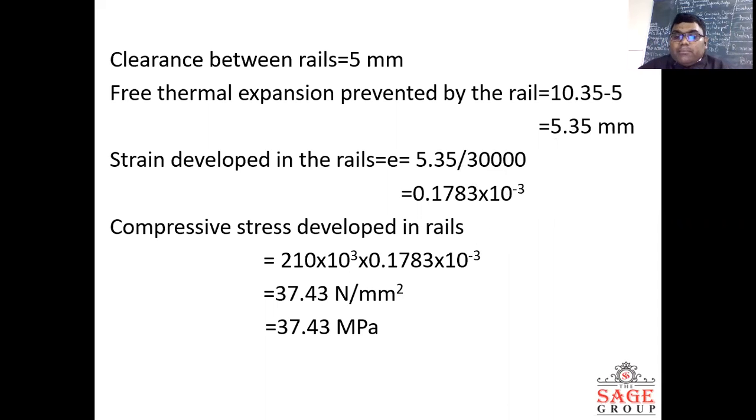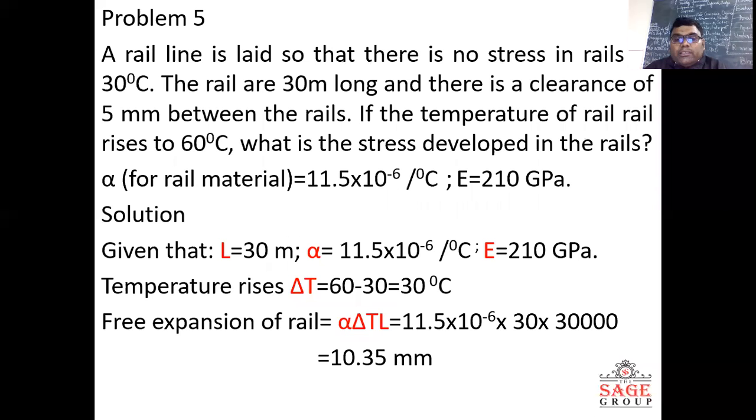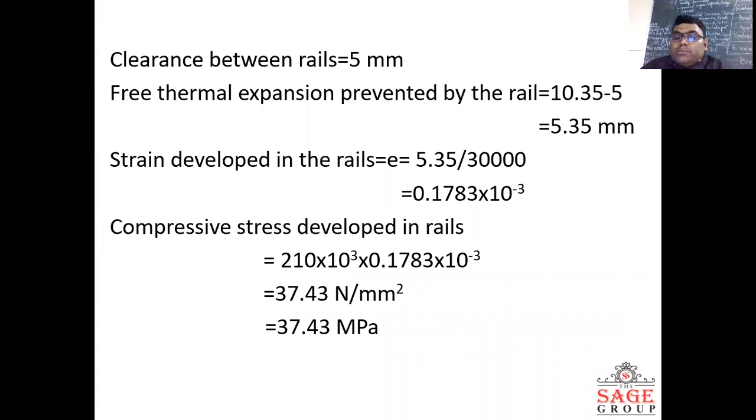And the compressive stress developed in the rail, you just multiply this parameter by E, which is given as 210 gigapascal. Gigapascal is 10 to the power 9. So why have I written 10 to the power 3? Because 10 to the power 9 is in Newton per meter squared.